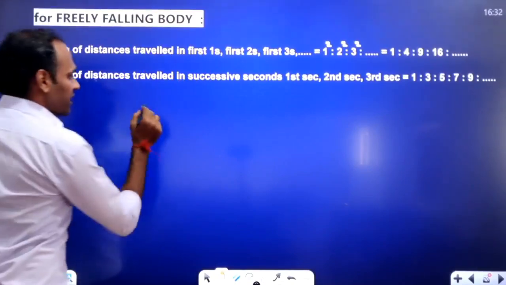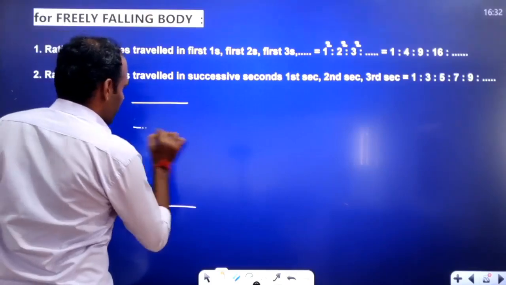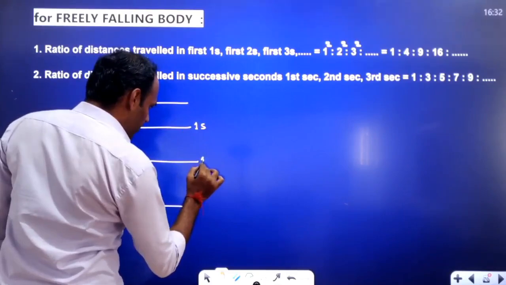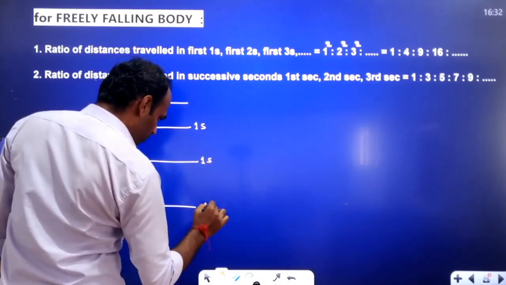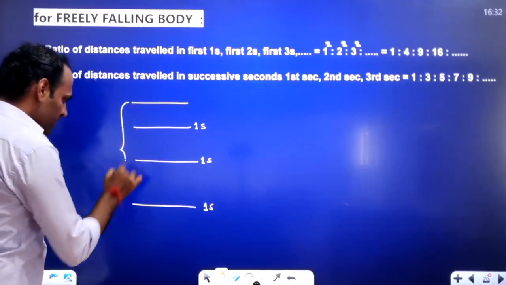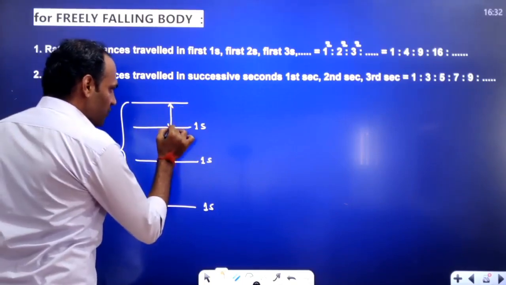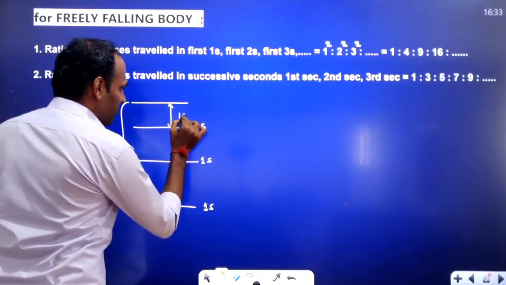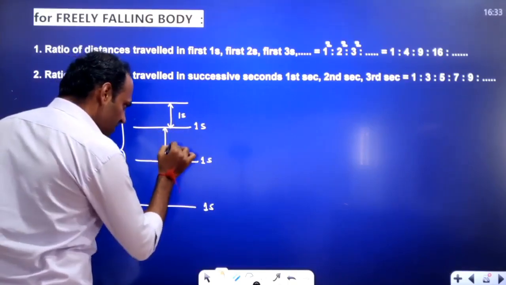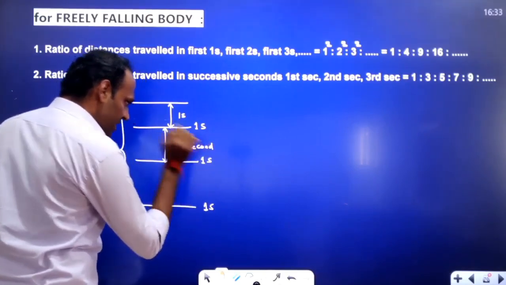What is the difference? See, we are dropping a ball from this point, right? This is where the ball will be reaching in 1 second. In the next 1 second, here the ball will be reaching. In the next 1 second, here the ball will be reaching. The total journey is of 3 seconds, right? So this is the distance traveled in the first 1 second. This is the distance traveled in the second second.